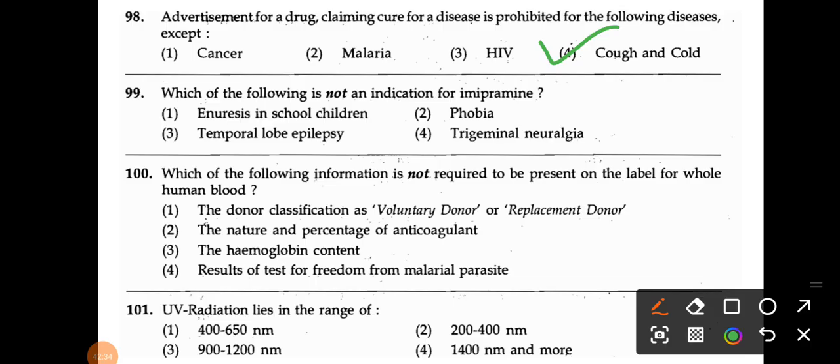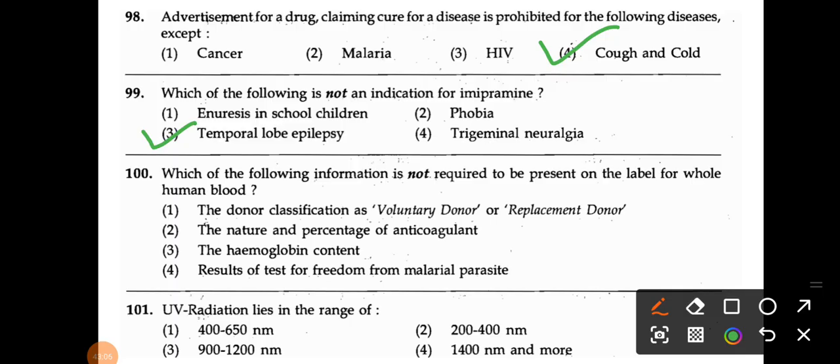The next, 99: which of the following is not an indication for imipramine? Again, the question is from your pharmacology. The options are enuresis in school children, phobia, temporal lobe epilepsy, trigeminal neuralgia. So what is the correct answer here? That is option number 3, temporal lobe epilepsy.